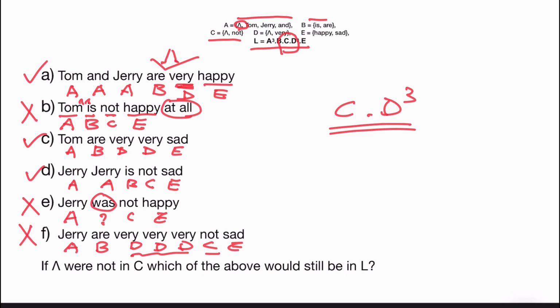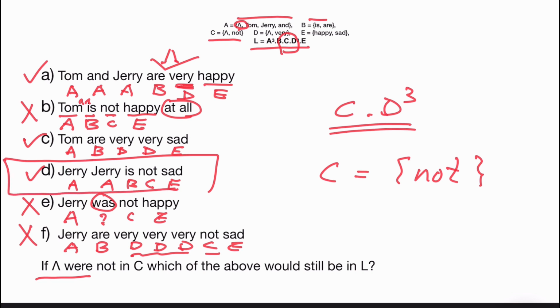That's wrong. Finally, check: if we remove lambda from C, which means currently C has lambda, we change it to have this not only without lambda. So which of the sentences would still be in L? The one that has exactly the pattern. It's not in it, that one. Answer for this question, we should put that sentence here.